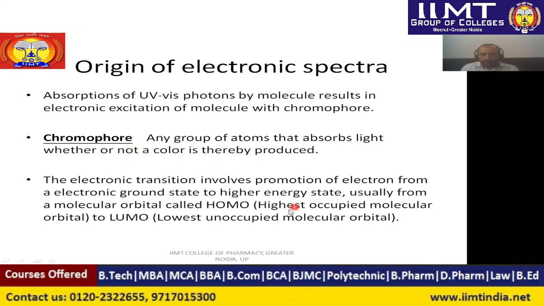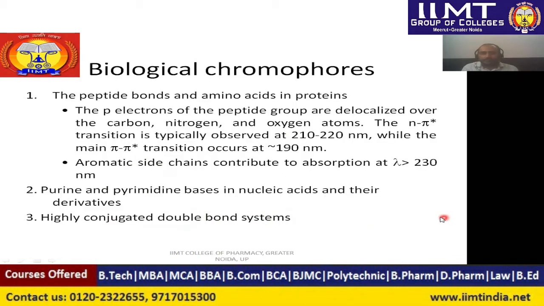Now these are the two kinds of orbitals. You must have heard about HOMO, the highest occupied molecular orbital, and LUMO, the lowest unoccupied molecular orbital. Again, the words correspond to the electronic transition, that is the promotion of an electron from the ground state to the high energy state or excited state, which are basically known as the HOMO and LUMO orbitals.